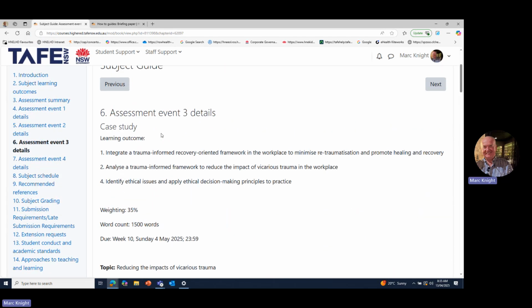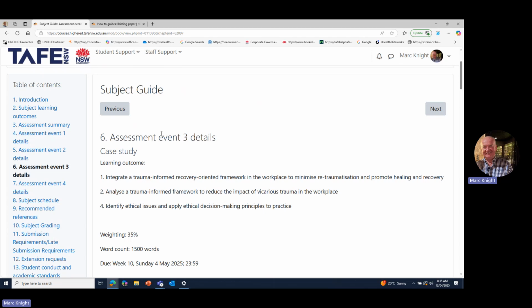So the assessment is a case study. Your learning outcomes that the case study relates to are those 3 there. So they're basically integrating a trauma-informed framework that promotes healing and recovery into the workplace, analysing a trauma-informed framework to reduce the impact of vicarious trauma in the workplace, and identifying ethical issues and applying ethical decision-making principles to practice. It's worth 35% of your final mark, and the word count is 1,500 words.